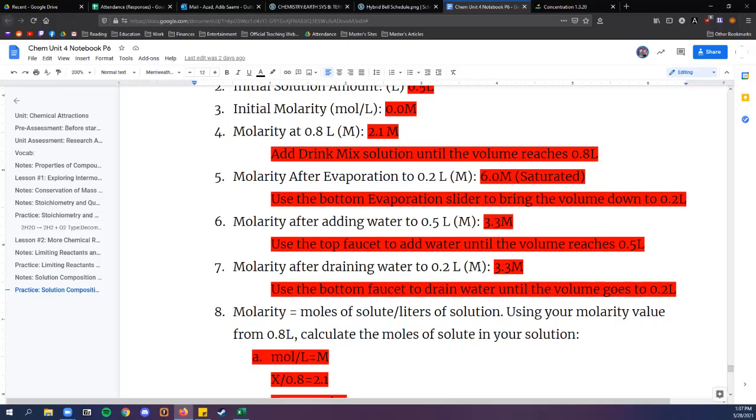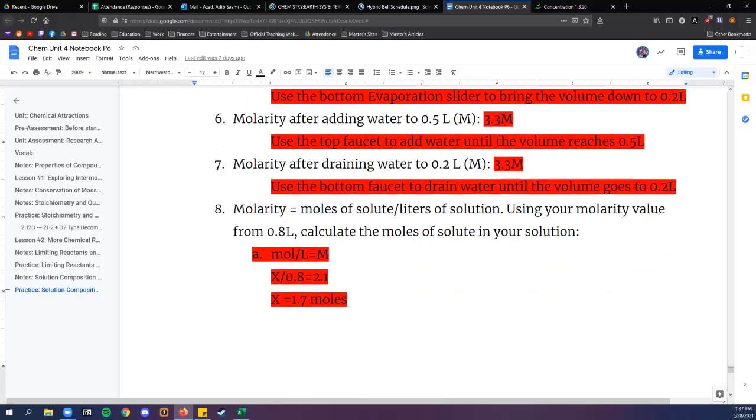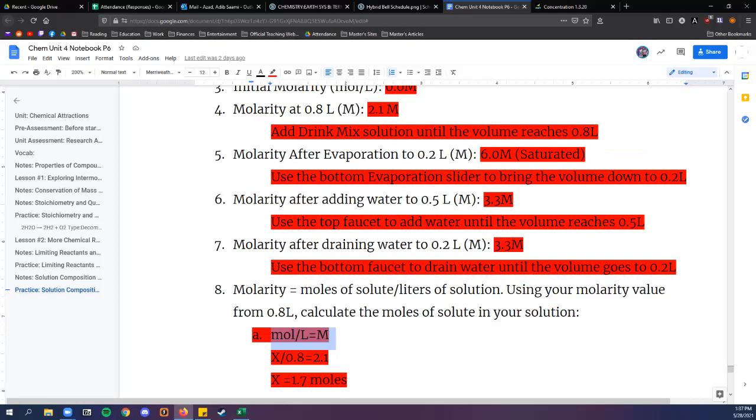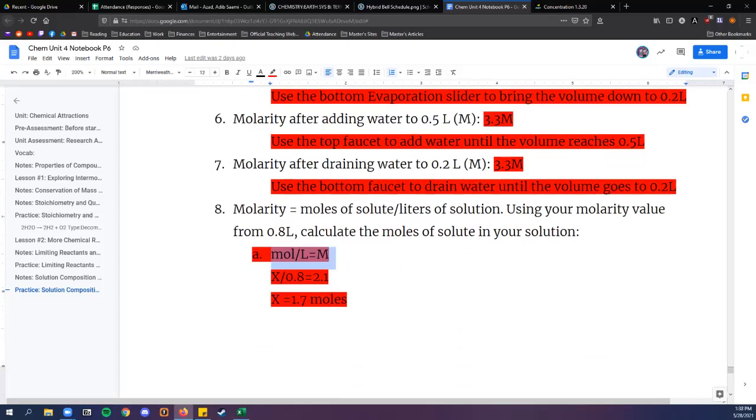And so for number 8, we're getting into the math here. We just want to calculate the moles of our solution when it's at 0.8. We are going to use our molarity equation: moles over liters equals molarity. We want to figure out moles. At 0.8 liters, that's our volume, we had 2.1 as our concentration. And so we just solve for x. 0.8 times 2.1, that's about 1.7.